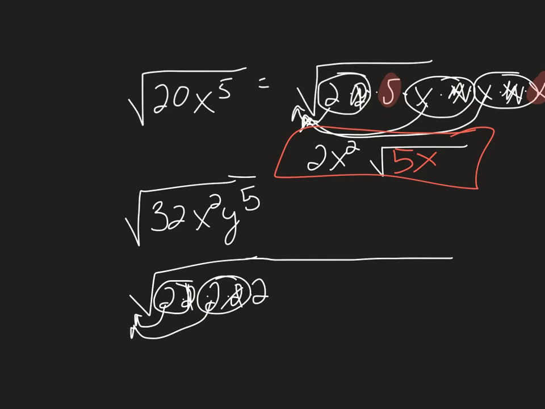One escapes, one escapes, one dies, one dies. So what am I going to have? I'm going to have a 4 out front. And I'm going to be left with just a 2 inside. Now, I left a lot of space there because I still have the variables to do.